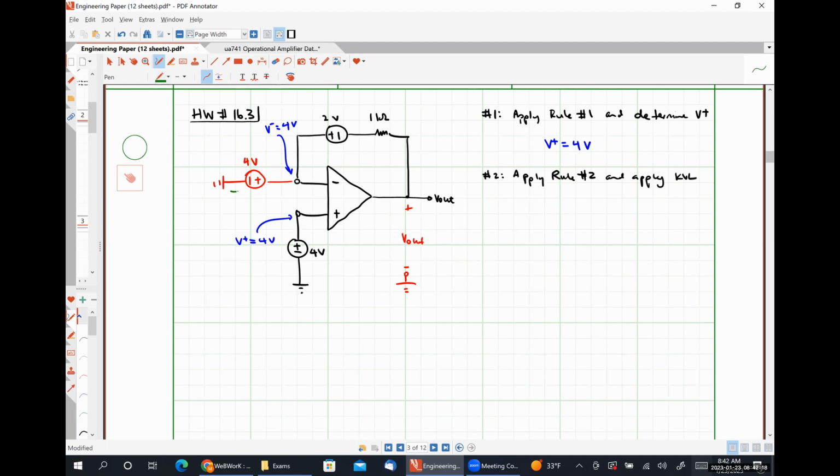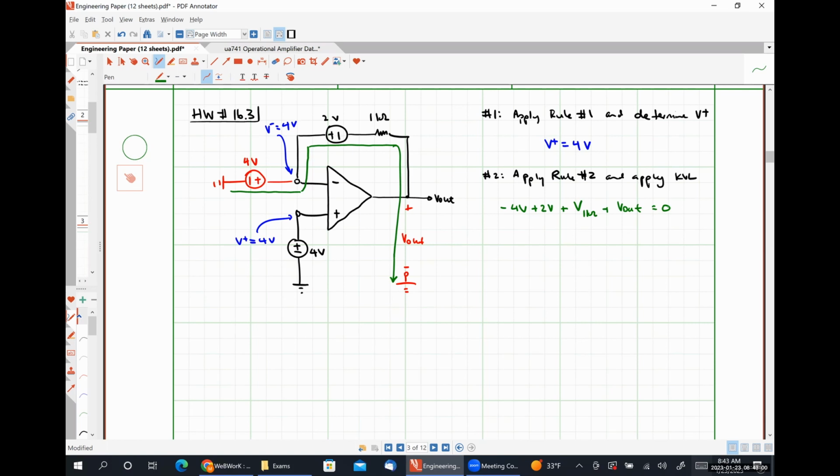I'm going to start at this ground here and end at this ground here. So if I start at ground and I end at ground, I have completed a path over which I can write a KVL expression. So I'm going to have negative 4 volts plus 2 volts plus the voltage drop over my 1 kilo ohm resistor plus V out is equal to 0. Okay.